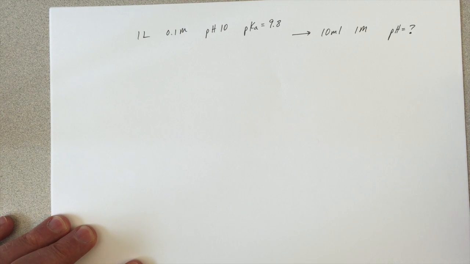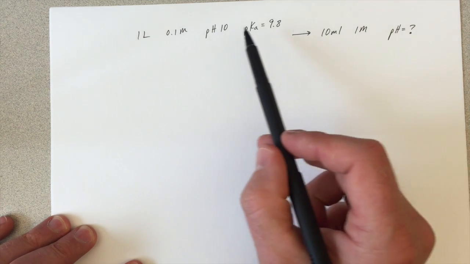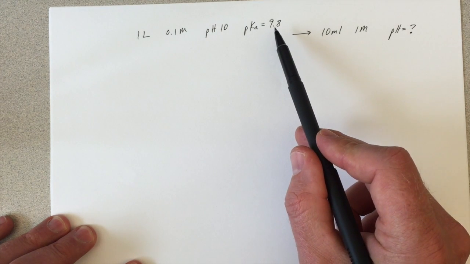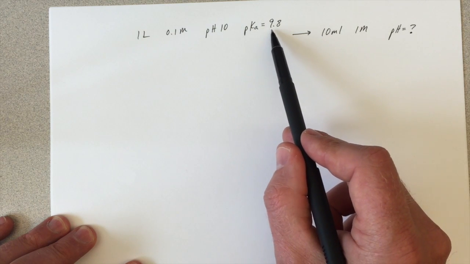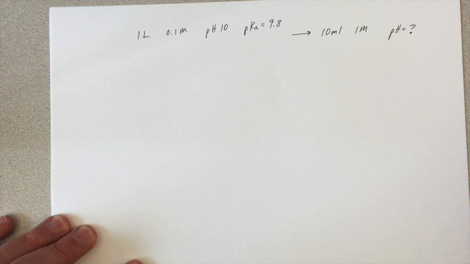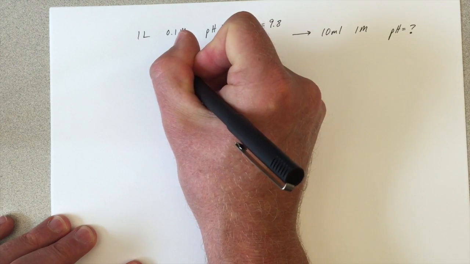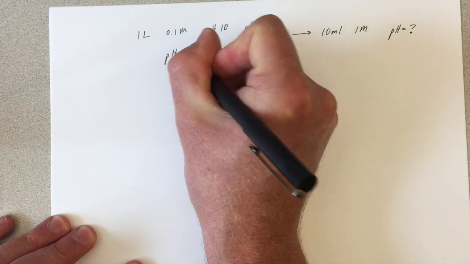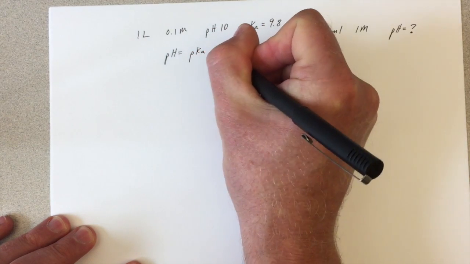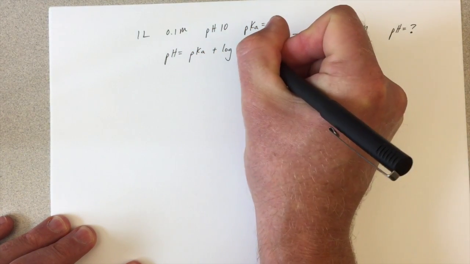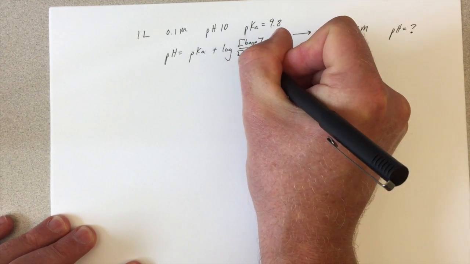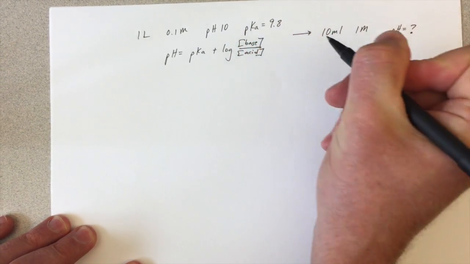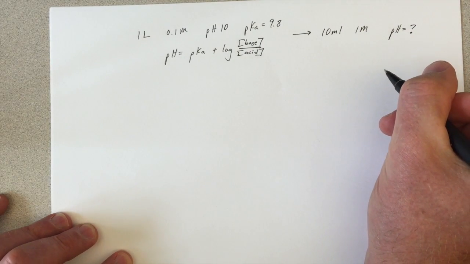We've got a glycine buffer, which is a weak acid and its conjugate base. Notice I didn't even write glycine here. It doesn't matter what the structure of glycine is. We just need to know its dissociation constant, or its pKa. So I'm going to write the Henderson-Hasselbalch equation first, because I know this is a buffer problem and I'm going to need to use it. And then I will try to fill in what I know and figure out what I don't know.